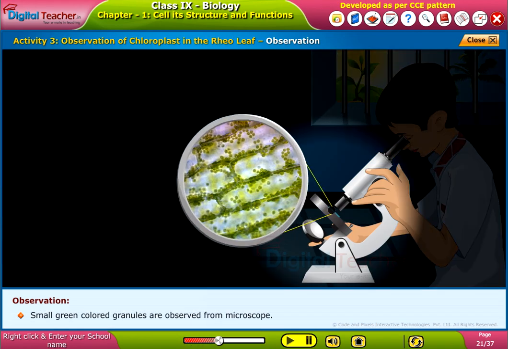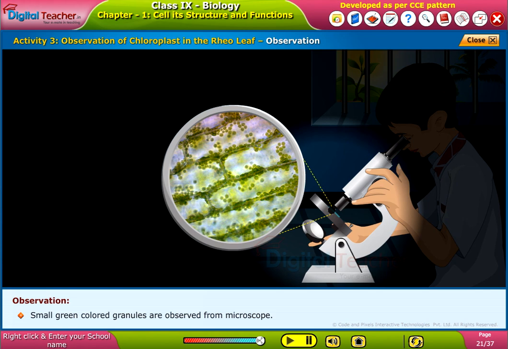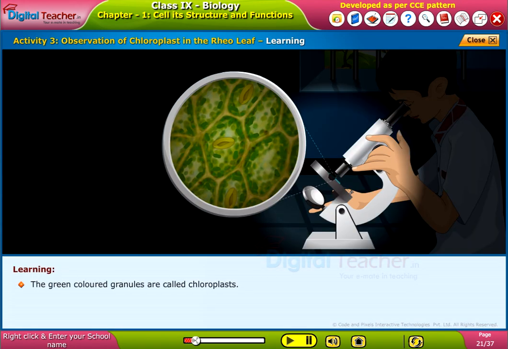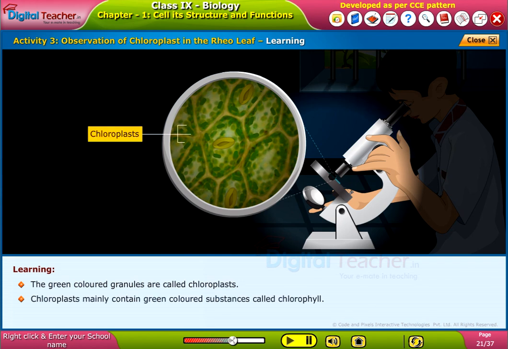Small green-colored granules are observed from microscope. The green-colored granules are called chloroplasts. Chloroplasts mainly contain green-colored substances called chlorophyll.